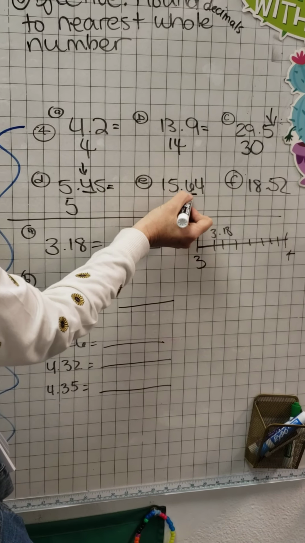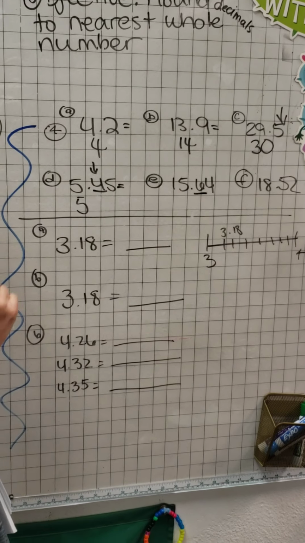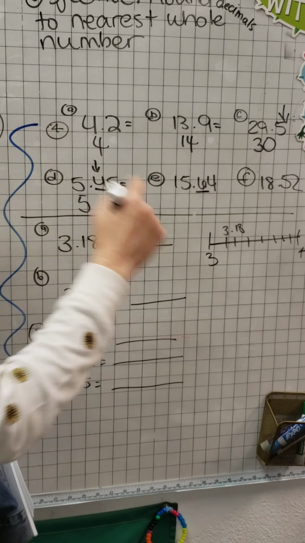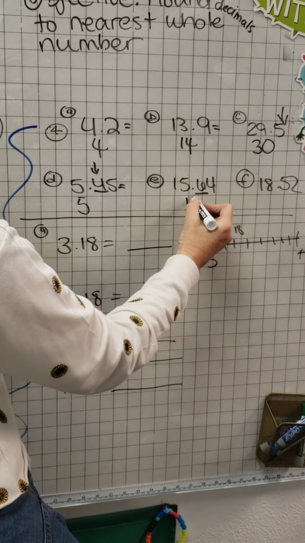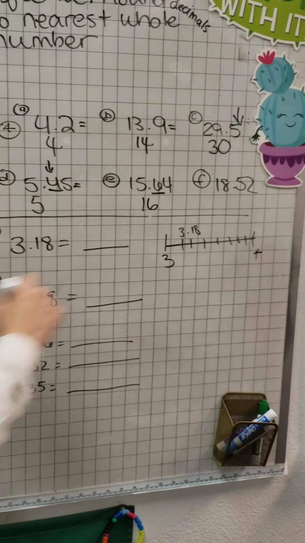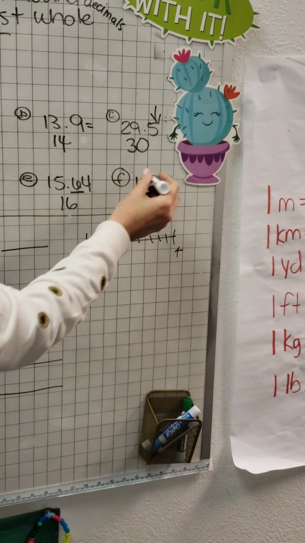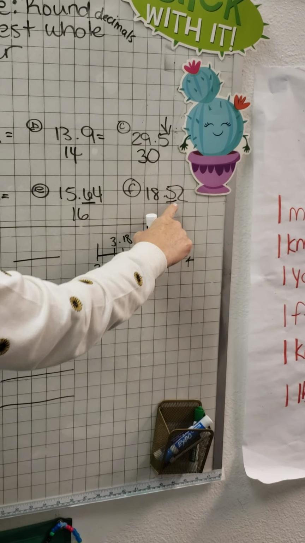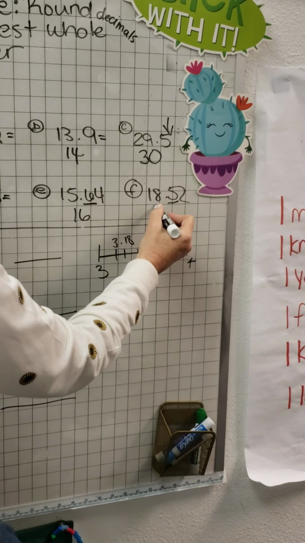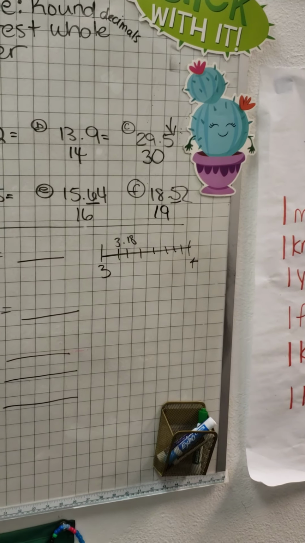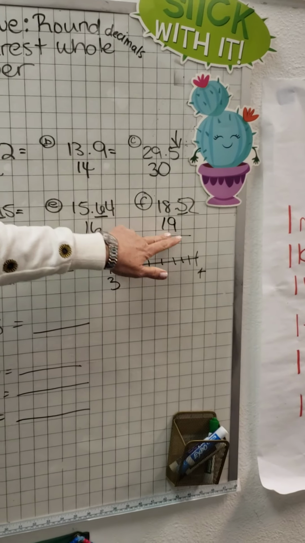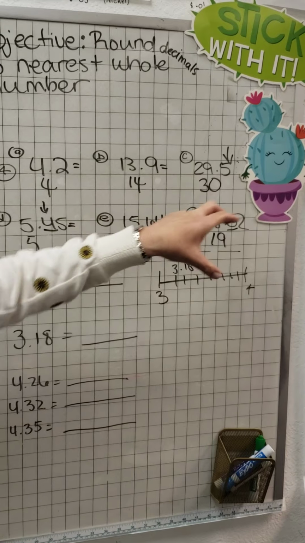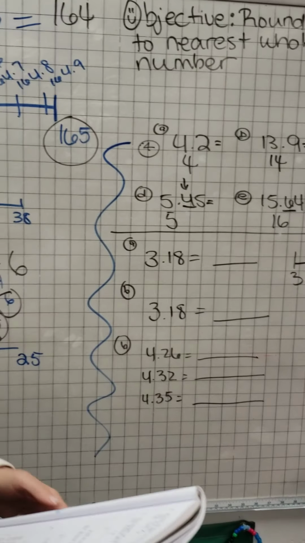15.64, we have a 6 as our determining digit. 5 or more, let it soar. So 15 becomes 16. 18.52, here is our determining digit. So 5 or more, let it soar. 18 becomes 19. And again, it's closer to 19 than it is to 18, if you were to think of these as being on your number line.